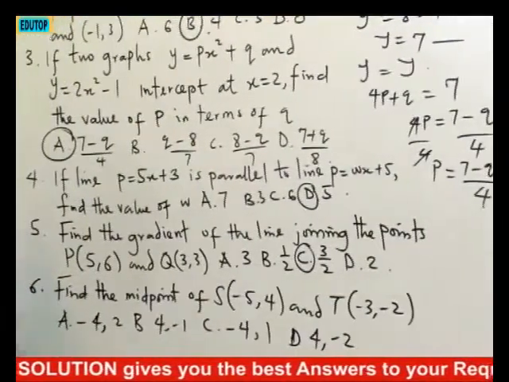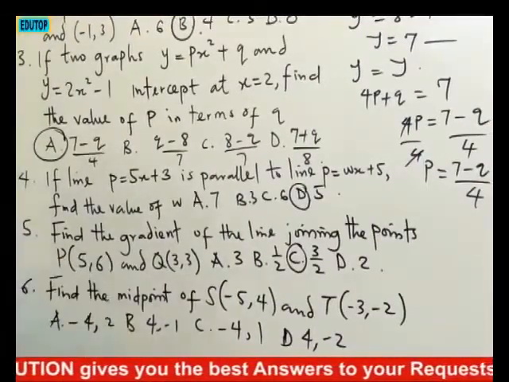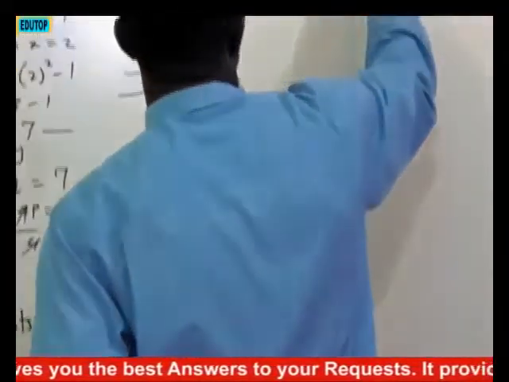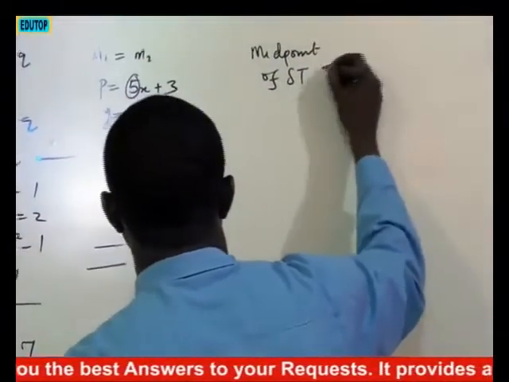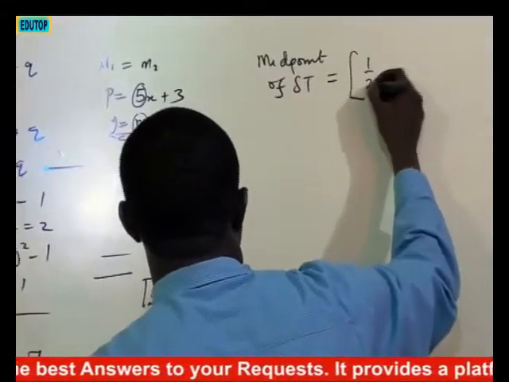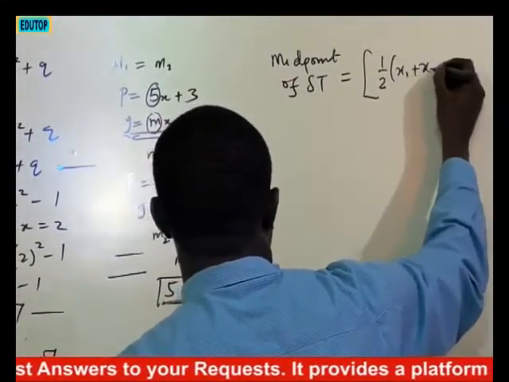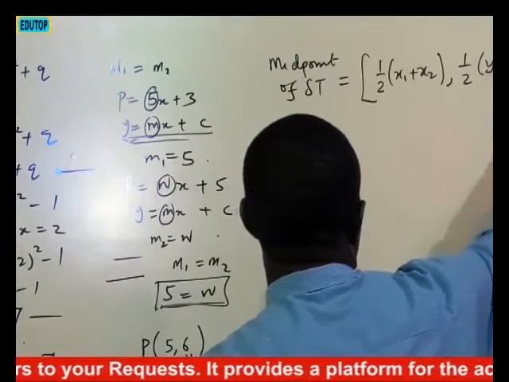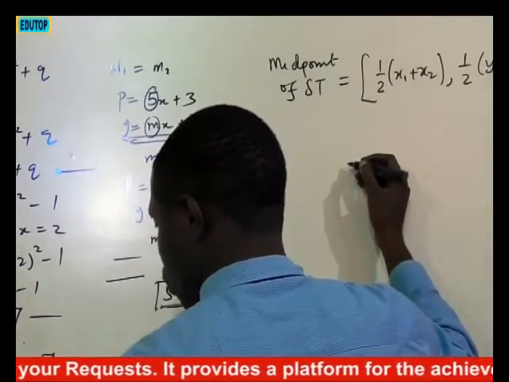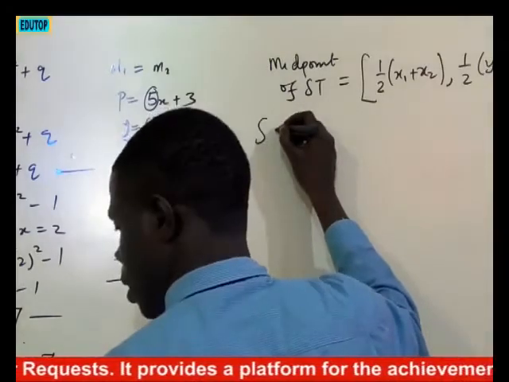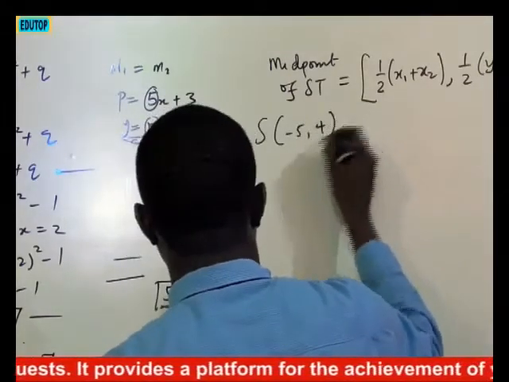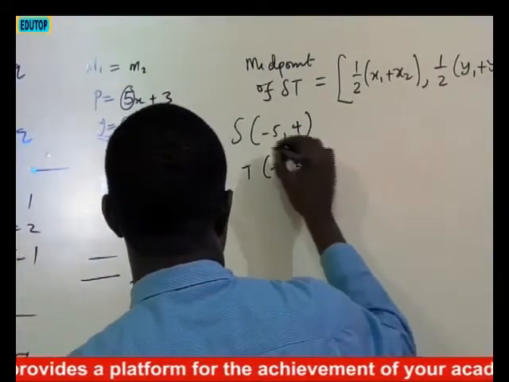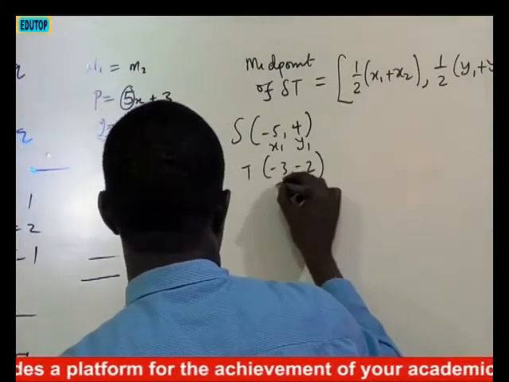Then the next question, find the midpoints of this. What's the formula for looking for the midpoints? Midpoints of ST will definitely be half of x1 plus x2, comma, half of y1 plus y2. So, with respect to what you are given, S is minus 5, 4. Then our T is minus 3, minus 2. So my y1 is this, my x1 is this, my y2 is this, my x2 is this.